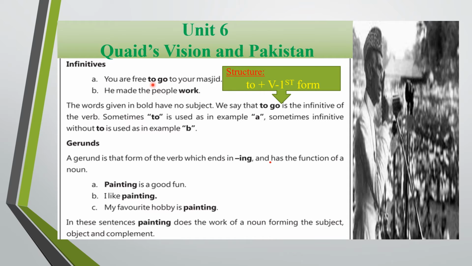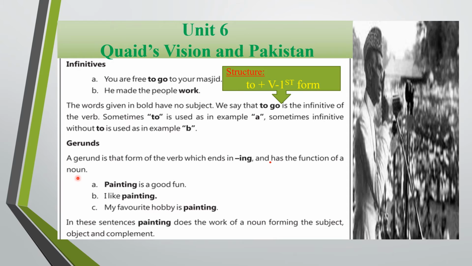Look here, to go. In second sentence, to is not used. So how can you recognize that it is an infinitive? In that case, just keep in mind that it is not the main verb in this sentence. The main verb is made here. Now coming towards gerunds. What are gerunds? A gerund is that form of the verb which ends in ing, and it is first form of verb always that takes ing, and it has the function of a noun.